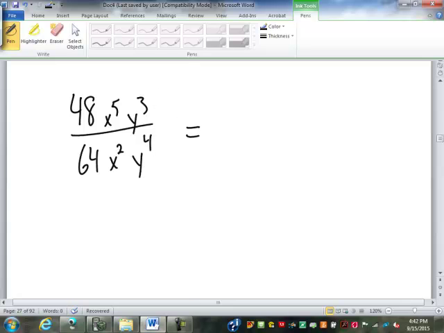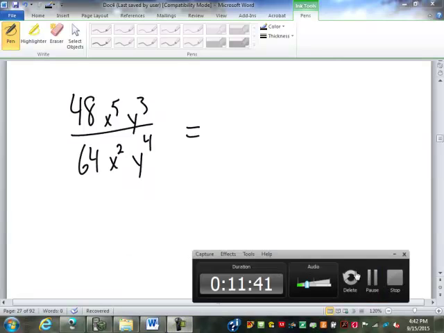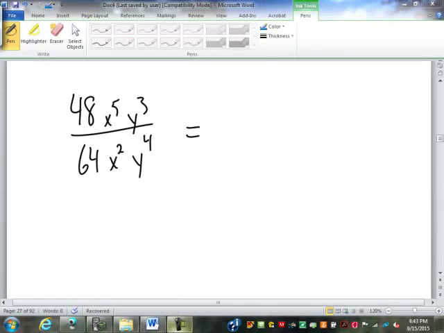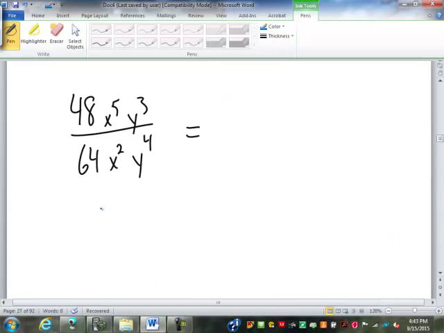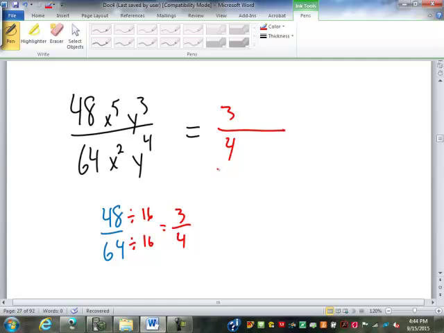Let's have you try one on your own here quick. I'll pause this and let you do that one in your notes. Okay, start with the numbers. 48 over 64. What can we do with those? Reduced by 16. Good. 48 divided by 16 is 3. 64 divided by 16 is 4. So up here, our numerical part's going to be 3 over 4. Then what?